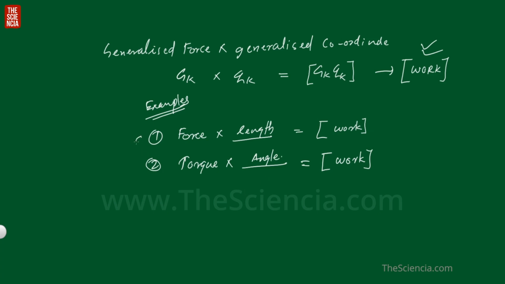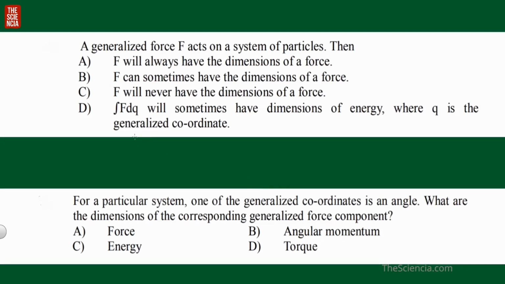Okay, these two are previous year questions. The question is, a generalized force F acts on a system of particles, then F will always have the dimension of force. A, we cannot say this one, right? F can sometimes have the dimension of a force. That is my first example. So this is the right answer. The second one, for a particular system, one of the generalized coordinates is an angle. What is the dimension of the corresponding generalized force component? Yeah, this is my second example. That is, torque is the right answer, right?